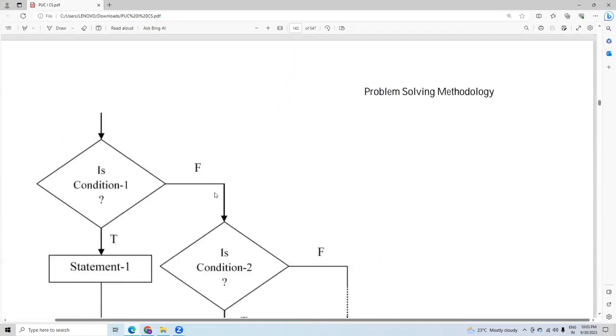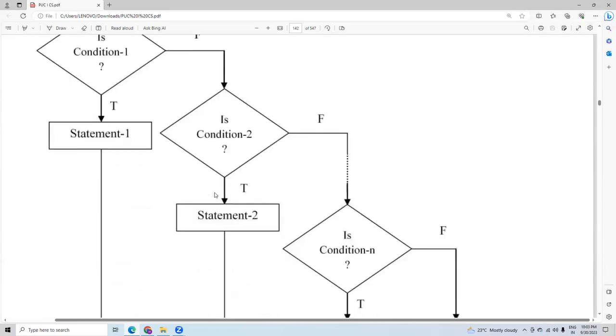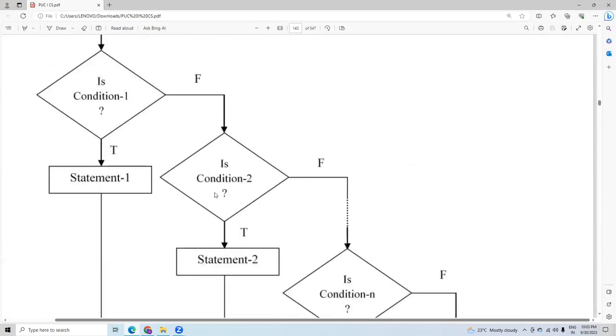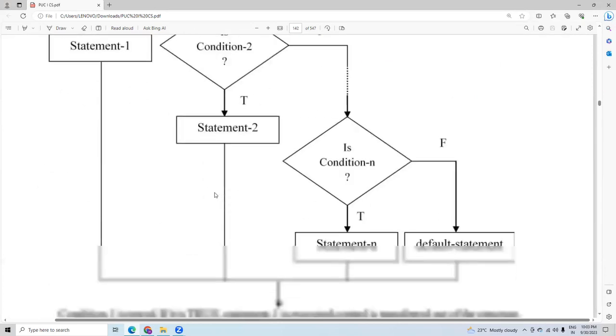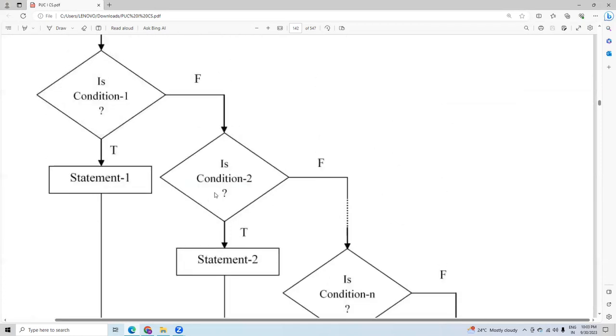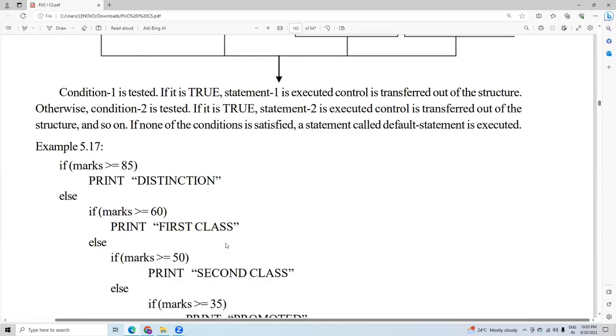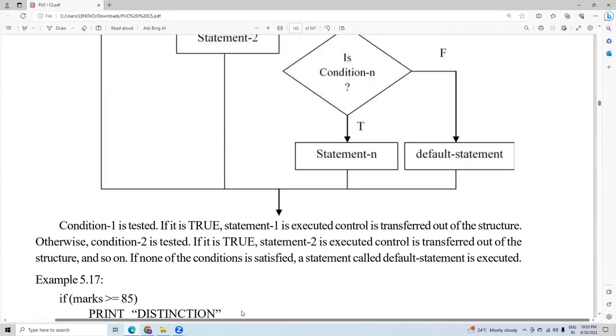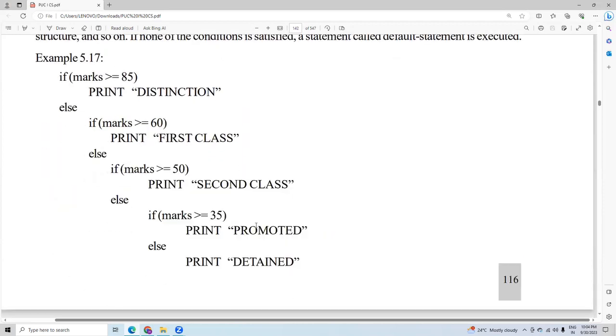And there is a flowchart, the representation of that previous program. If condition 1 is correct, statement 1 and go to the end of the program. If it is false, go to condition 2 and work with the remaining programs. Like this, it will work. And all the flow lines you see, it stops only at the end. So that explanation they have given.